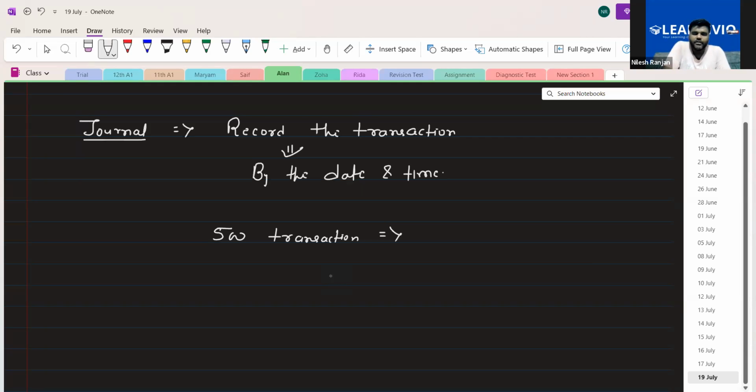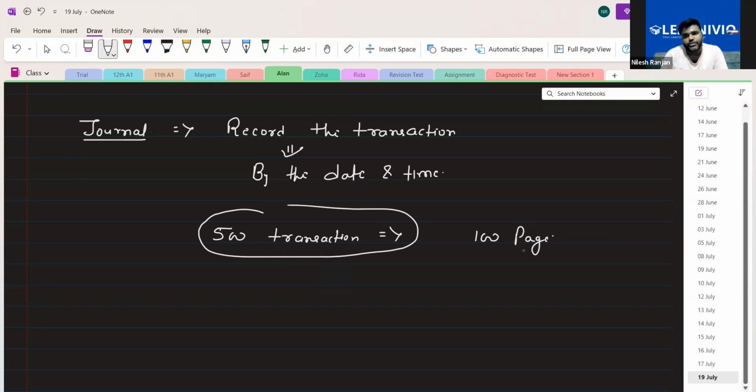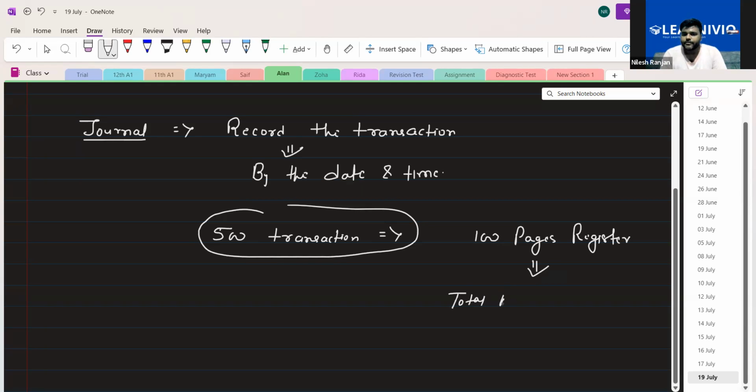Now let's say these 500 transactions we have recorded. On one page, generally we record 5 to 6 transactions. So let's say we have a total 100-page register, and we are recording the transactions in this register. Now, if you have to find the total purchase during the year, can you find it easily?